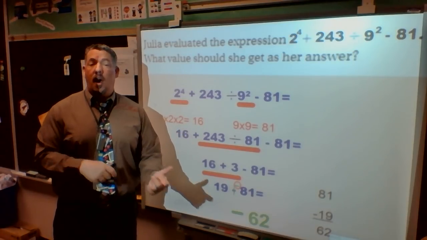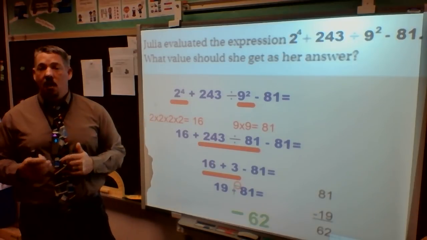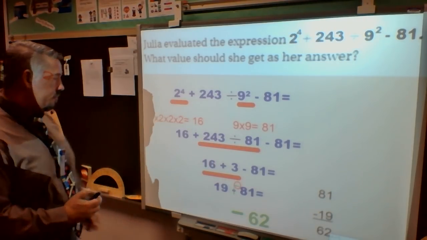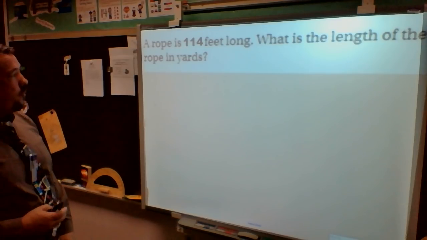It's a lot of work, I agree, but I can get to the answer by following the order of operations and doing logical math. The last one we're going to look at: a rope is 114 feet long.